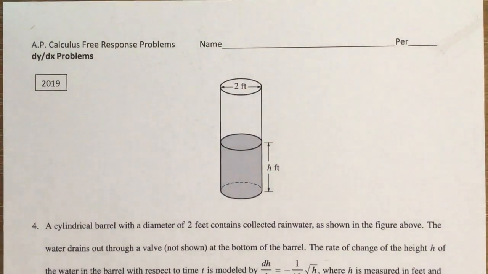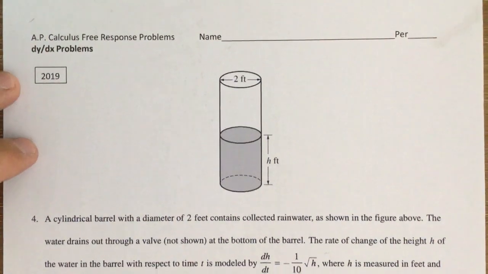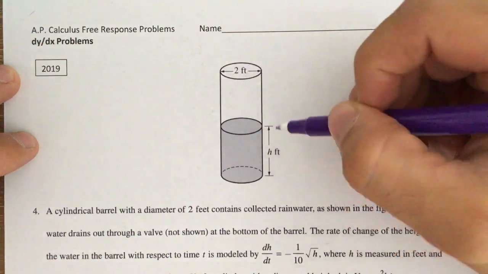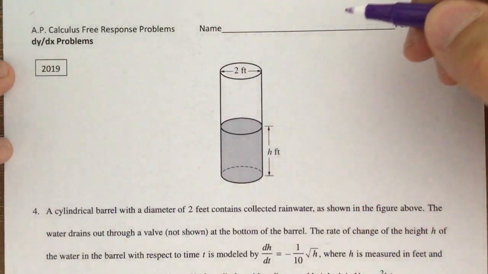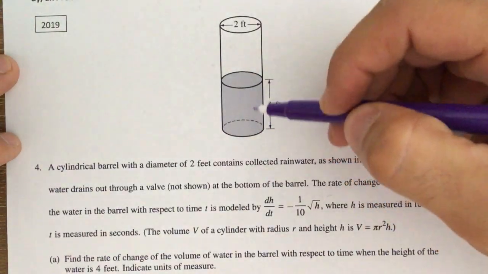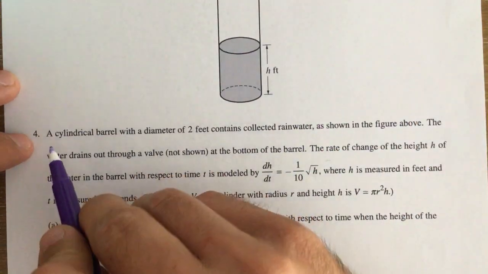All right, so here in 2019, problem number 4, no calculator question. It looks like we have a little diagram. The diameter is 2 feet, the height is h feet, and maybe we're finding the area or the volume of this thing, but let's go ahead and read through.